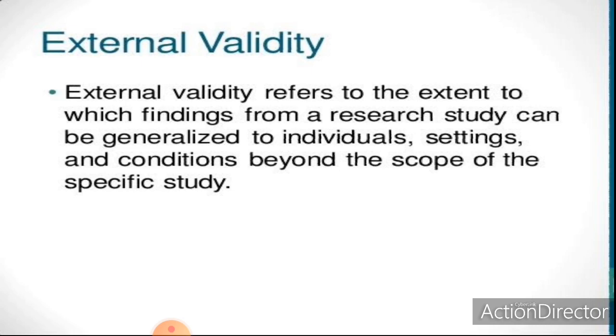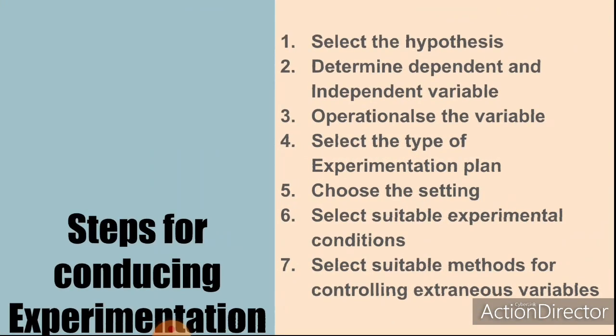So, both internal validity and external validity are needed for the smooth conducting of research. This is the main goal for conducting an experiment. Now, we can discuss the steps for conducting an experiment. There are mainly 7 steps which are used for conducting an experiment.